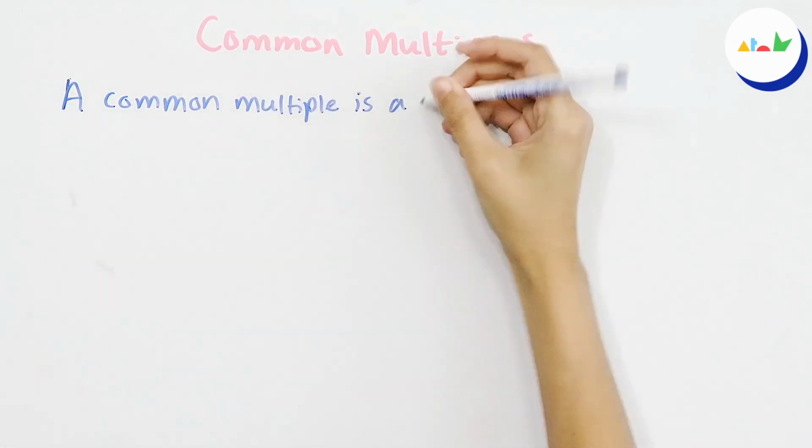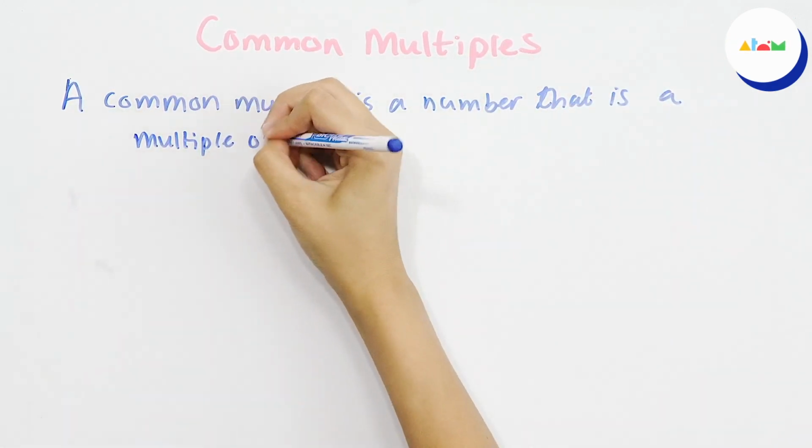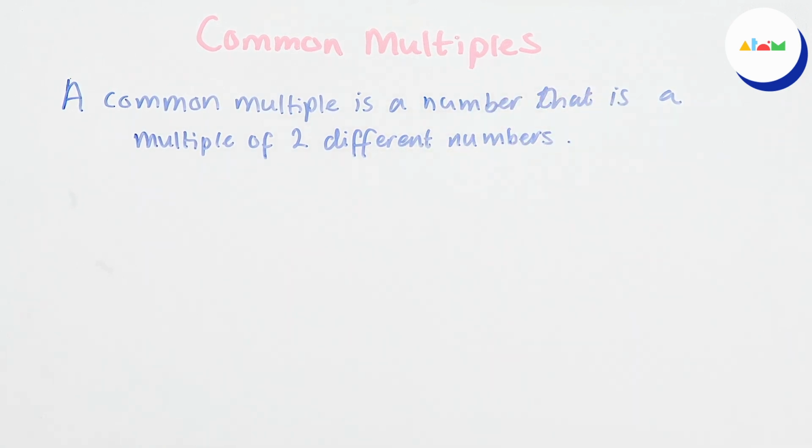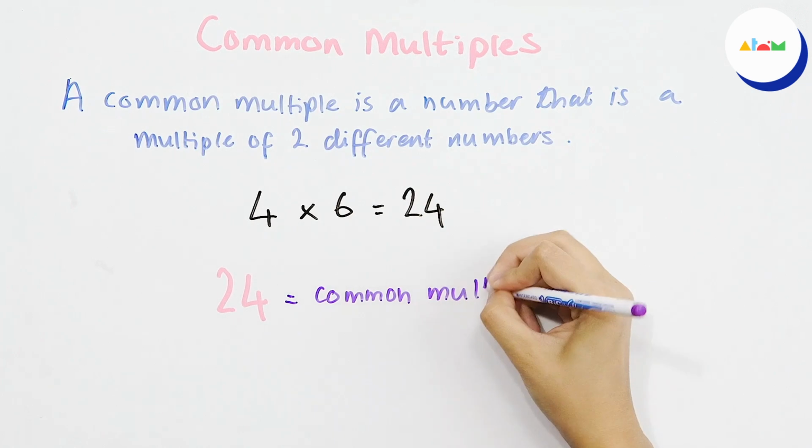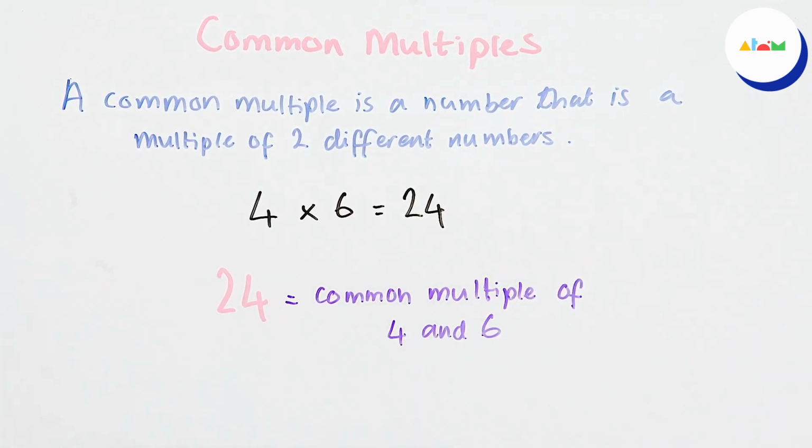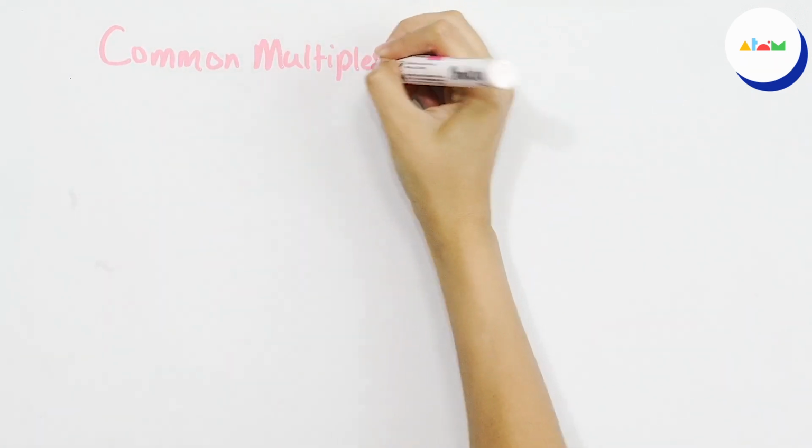A common multiple is a number that is a multiple of two different numbers. For example, if we multiply two numbers together, the result will always be one of the common multiples of those two numbers. Let's find a common multiple of 5 and 7.